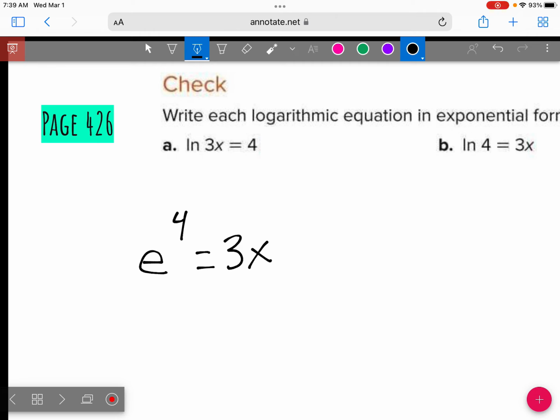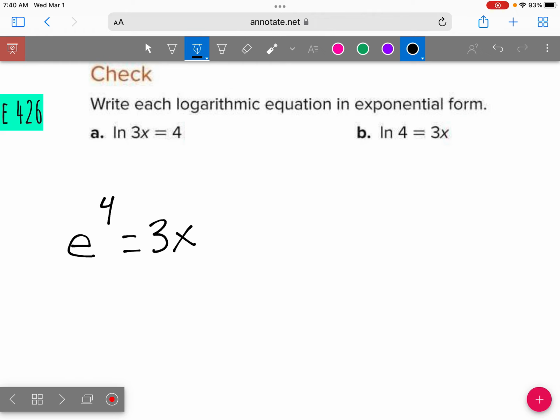Yeah, I agree. My next step would usually be to write this as a log base e, but I want us to get all the way down into our answer. How about part B? What do we get? What's our answer for this one over here? E to the, not to the 4th, to the 3x equals 4. My equal sign looks funky there, but that's okay. We're going to fix it.